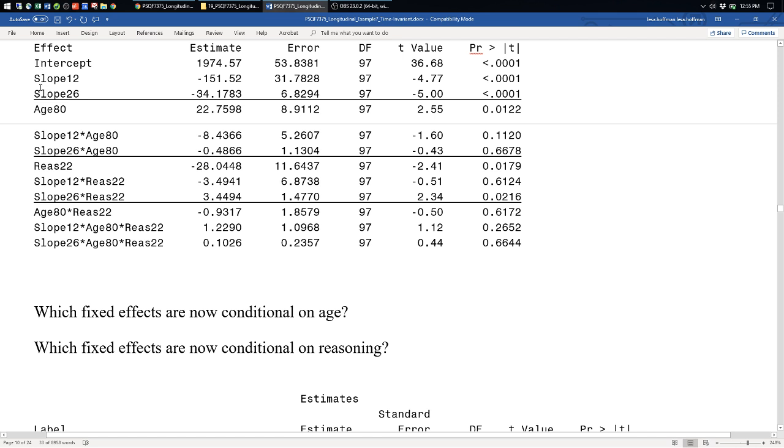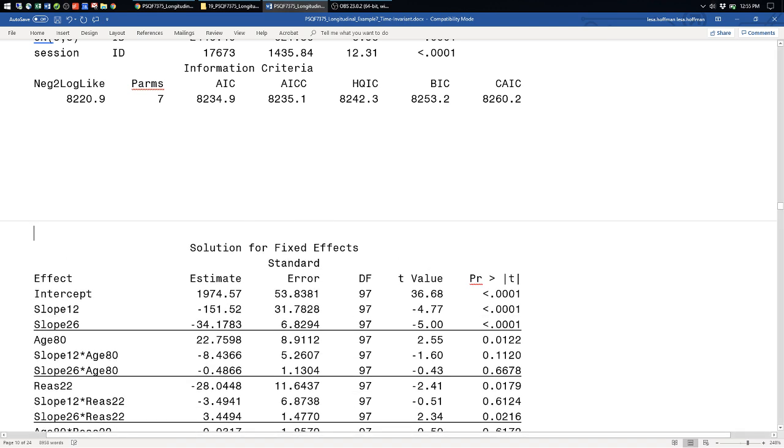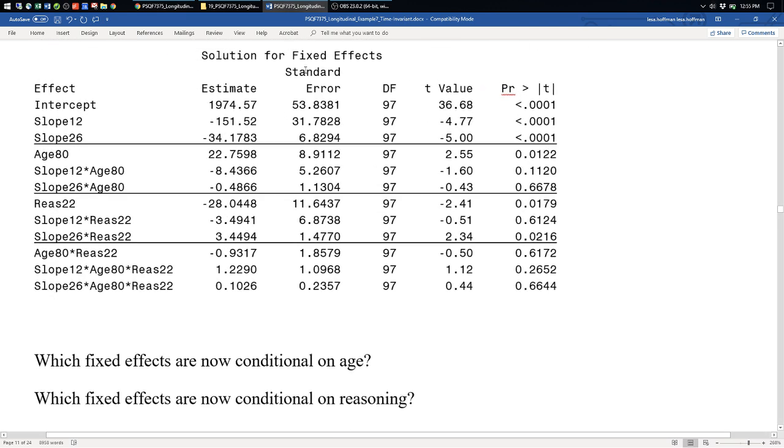So let's do some practice with the three-way interactions here. My spacing is all screwed up because I added some stuff to the file, so we'll just move this so we can see it on one page.